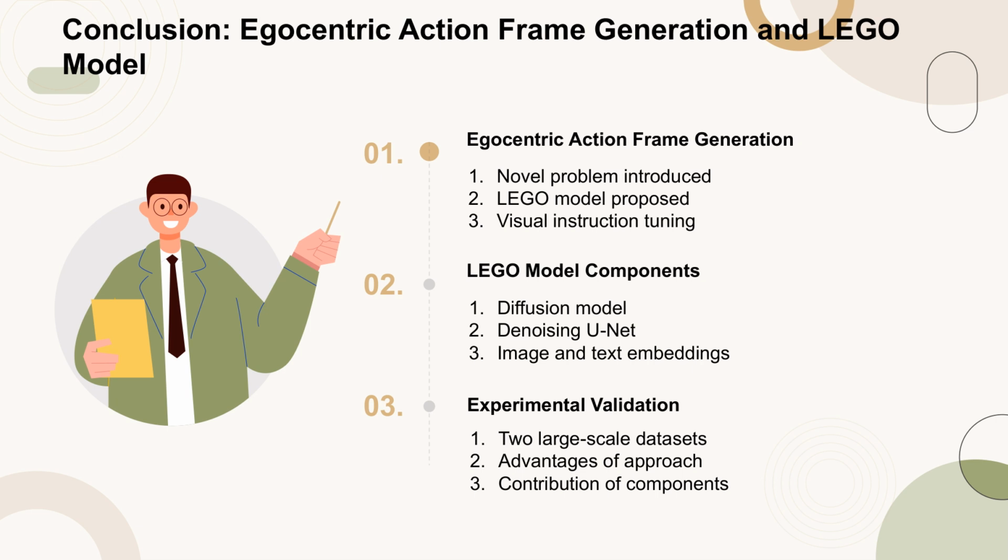Experiments conducted on two large-scale egocentric action datasets validate the advantages of the proposed approach and highlight the contribution of each model component. This work is seen as an important step in understanding action state transition and the controllability of diffusion models, suggesting future research directions in egocentric AI systems, action state transition, image generation, and human skill transfer.